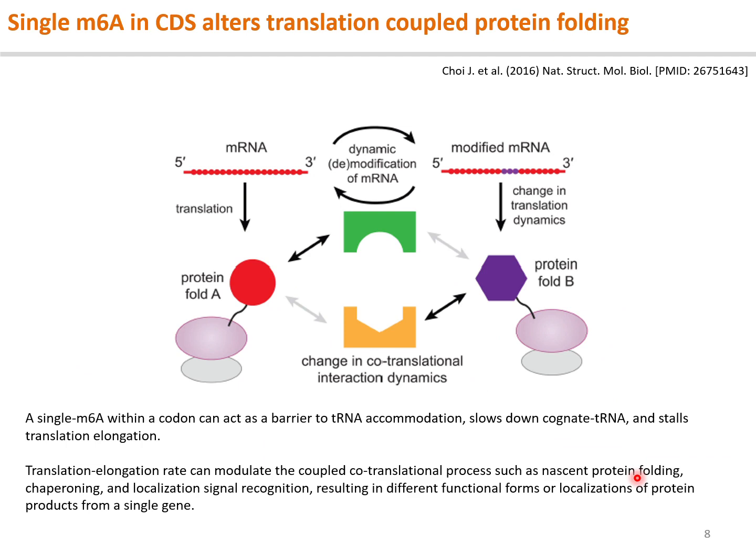Here is an illustration of how a single m6A in the codon can alter protein translation function. In eukaryotic cells, protein translation and protein folding are coupled. An m6A modification in the codon can slow down and stall protein translation. During this brief pause in time, nascent peptide chains can be chaperoned and folded differently, resulting in different functional isoforms or subcellular localization of protein products from the same gene.